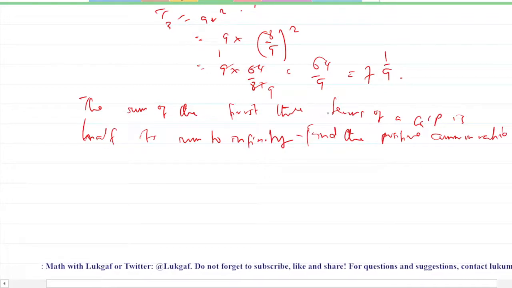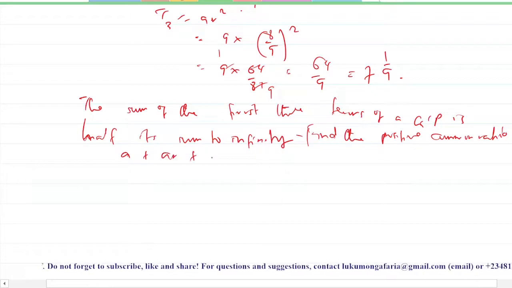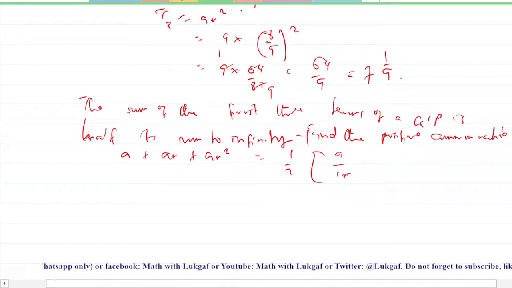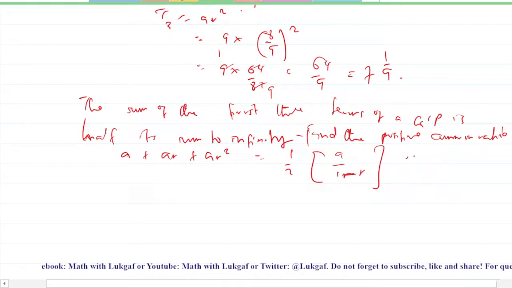The sum of the first three terms of a GP, that is A plus AR plus AR squared, is equal to half its sum to infinity. And don't forget your sum to infinity is A divided by 1 minus R. You understand now? So it's equal to A divided by 1 minus R.